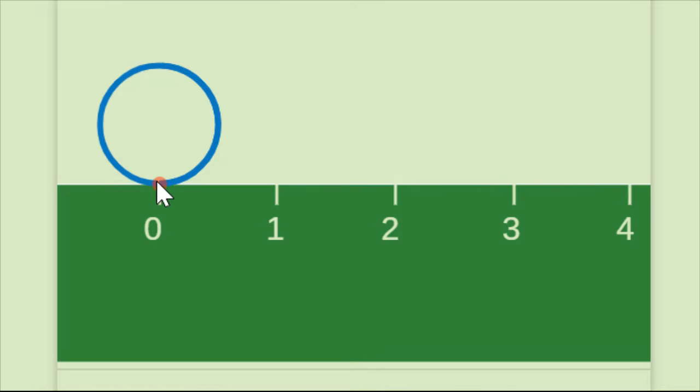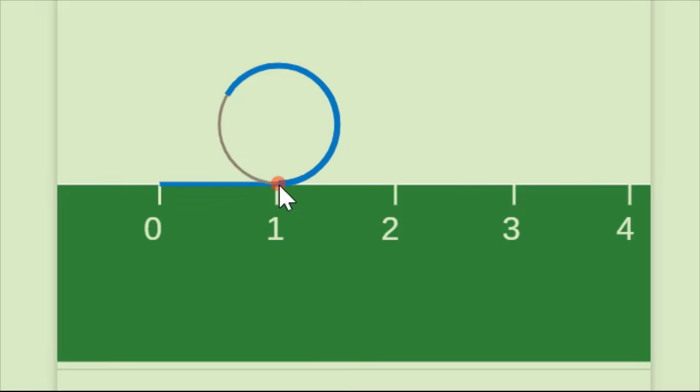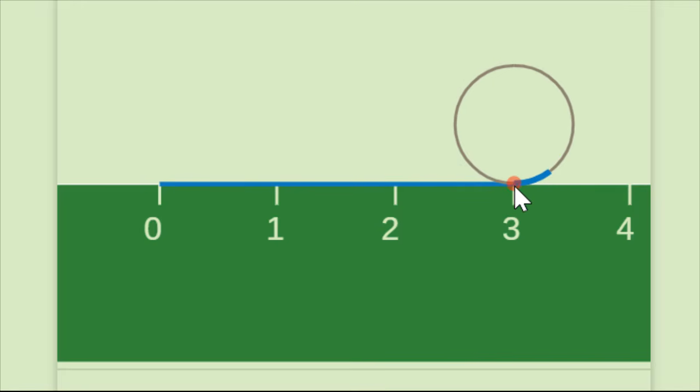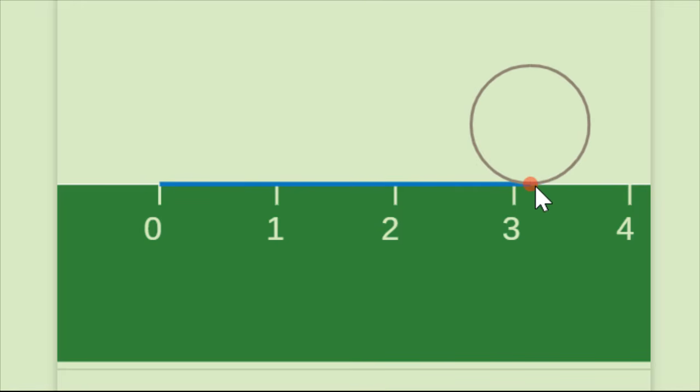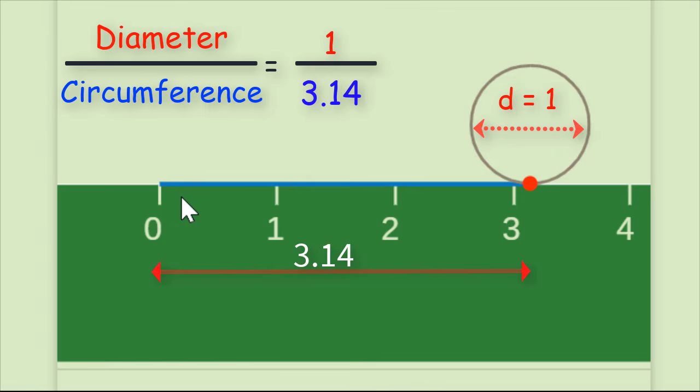I'm going to unroll my circle. That's the length of our diameter, 1. So we're going past that. We're getting all the way to 3, and we have a little bit more. So this distance right here where my blue paint ends, that's the circumference of my circle, and it is a distance of 3.14. So this tells me that the relationship between my diameter and my circumference is 1 to 3.14.